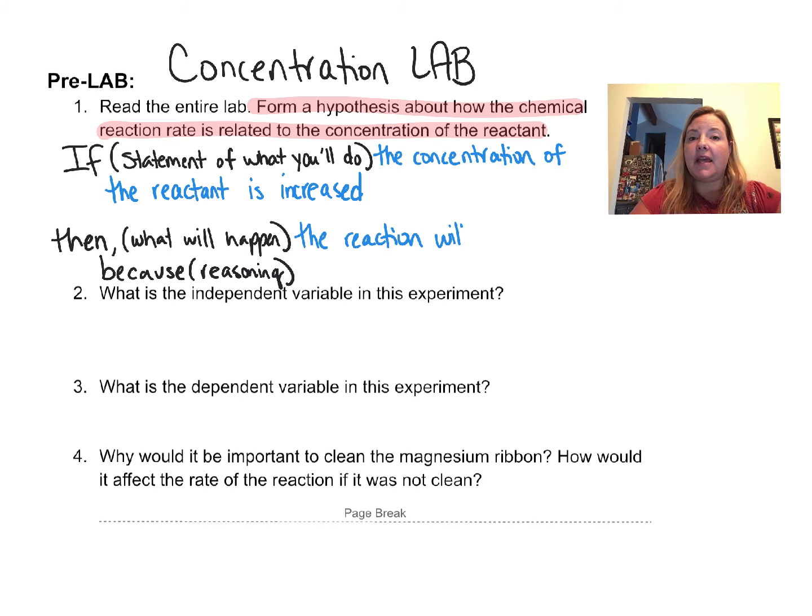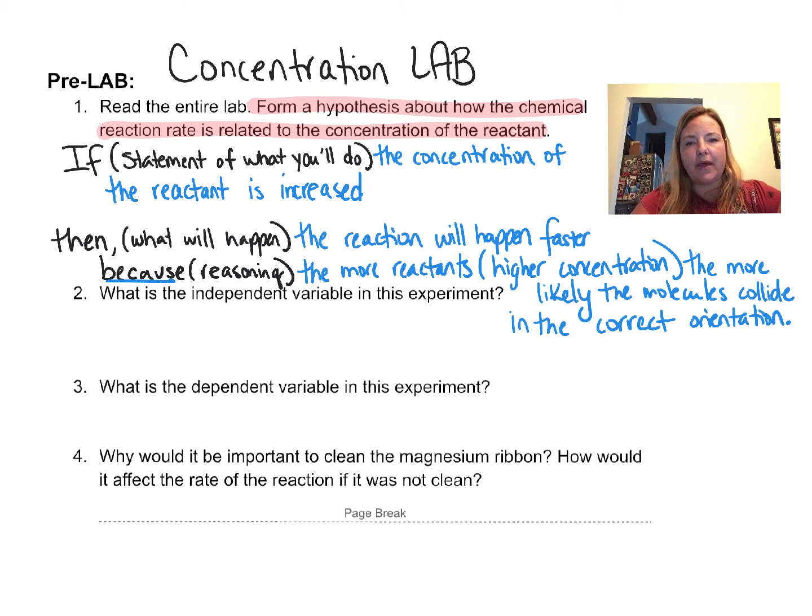So we might say something like, if the concentration of the reactants is increased, then the reaction is going to happen faster. And our because would be because the concentration means there's more reactants in the container, more molecules to interact with. And if there's more molecules to interact with, then the reaction is going to happen faster because we're more likely to have more collisions happening so that we can meet the needs of the collision theory, having lots of collisions in the correct orientation and having those collisions happen with the correct speed.